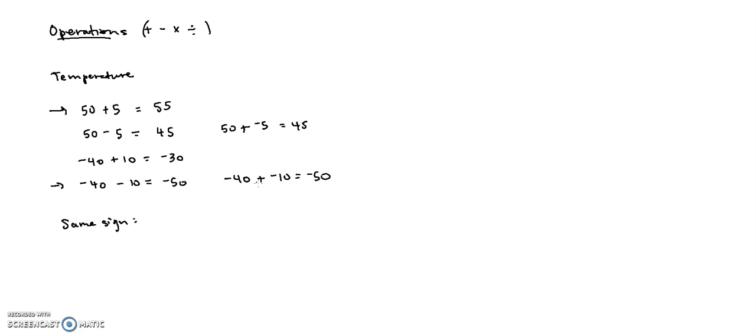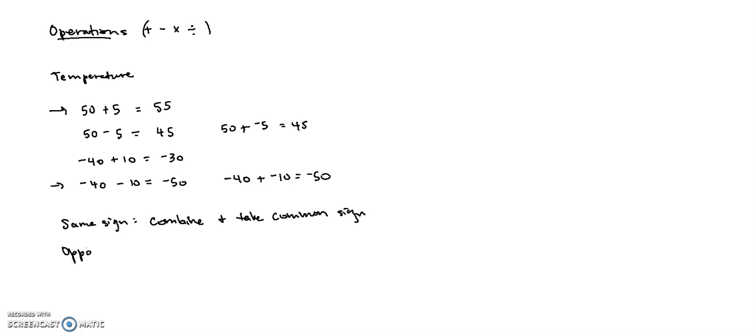So if they're the same sign, they're going to combine, and then they're going to take the common sign. Okay, so you put the numbers, ignore the signs, put the numbers together, combine them, and then they're going to take the common sign. So positive is positive, obviously. Negative and negative comes out negative.